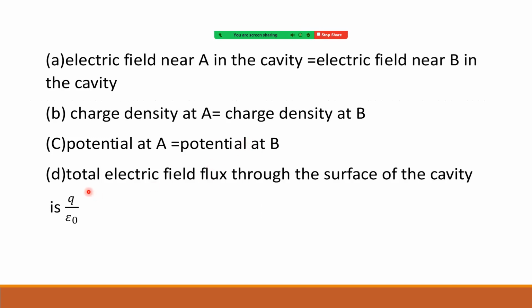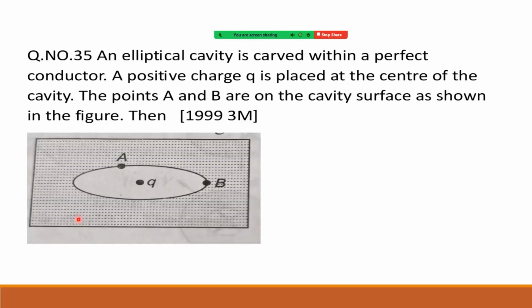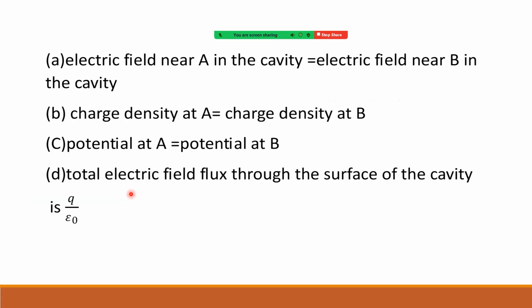Correct. Total electric flux through the surface of the cavity is Q upon epsilon naught. So it is directly right. The charge enclosed is Q. Therefore, flux will be simply Q upon epsilon naught. It asks for the total electric flux through the surface of the cavity. That is a correct one. Okay. So the options are C and D. Right. Let us move on to the next problem.